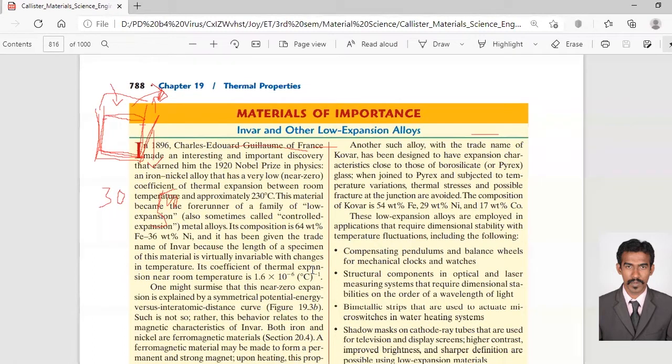Its coefficient of thermal expansion near room temperature is 1.6 times 10 to the power minus 6 per degree Celsius. When compared to aluminium, which is around 23, gold around 13, and silver around 17, this is very much less, around 10 to 15 folds lesser than the thermal expansion of those metals. So this is the specialty of Invar, that is 64% Fe and 36% Ni.